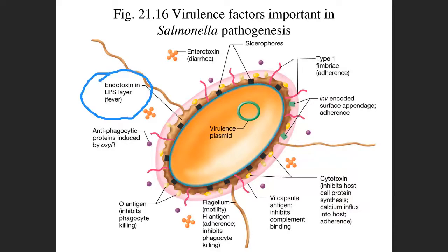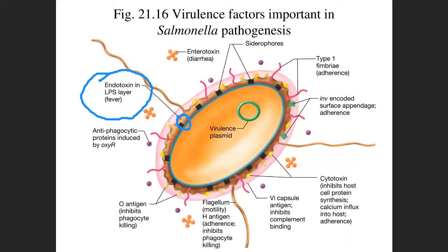So endotoxin is part of the cell wall. Normally the endotoxin is made and kept inside the bacteria, and only when the cell dies do they release it. In this case, it's the lipid A component of LPS, lipopolysaccharide. That is the endotoxin.